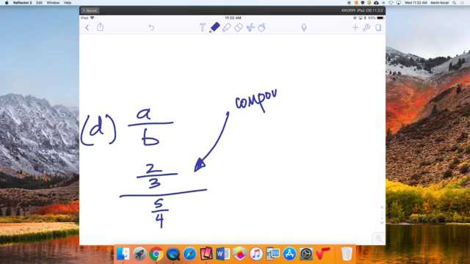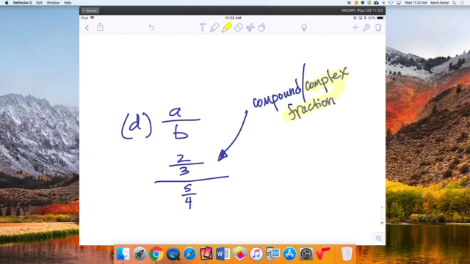Not hard, fun maybe. Compound or complex what? Fraction. Y'all have heard that word, right? It's either a compound fraction or a complex fraction. I will call it a complex fraction simply because compound fraction sounds like compound fracture.